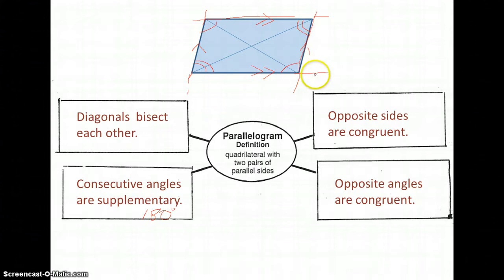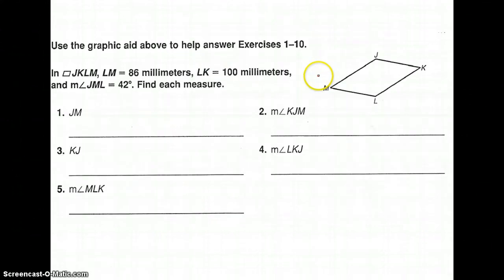So our properties of a parallelogram again: the diagonals bisect, consecutive angles are supplementary or equal to 180 degrees, opposite sides are congruent, as well as the opposite angles are congruent. Let's look at some examples. We'll do one from each set on your homework.